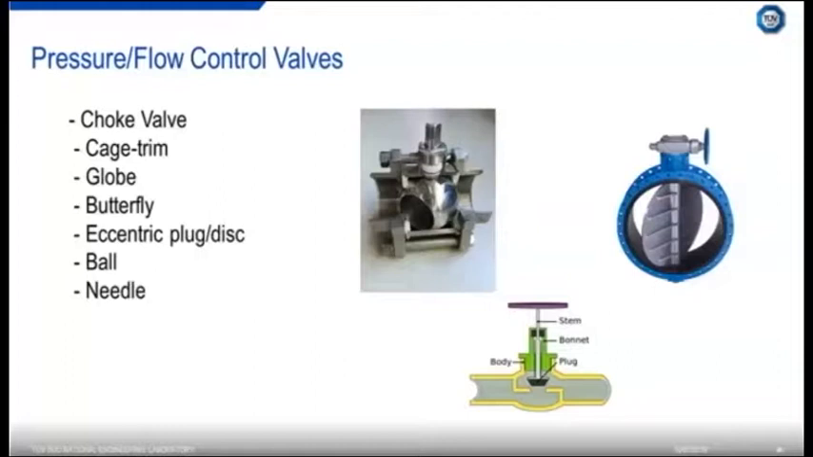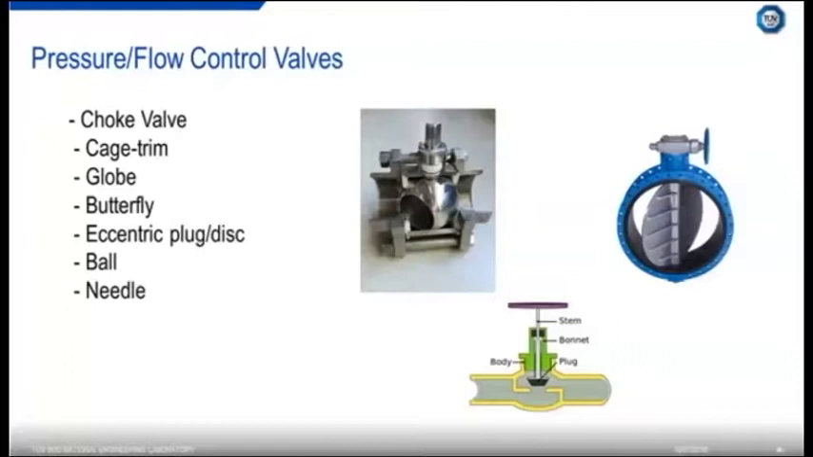Looking at some of the pictures here, the one on the left is a ball valve, and that's basically a spherical ball. It's got a cutout through the middle, and as you rotate the angle of the ball, it increases or decreases the flow area. The butterfly valve is basically a disc mounted on a central stem, and as you adjust the angle of the disc, it exposes the flow to more area.